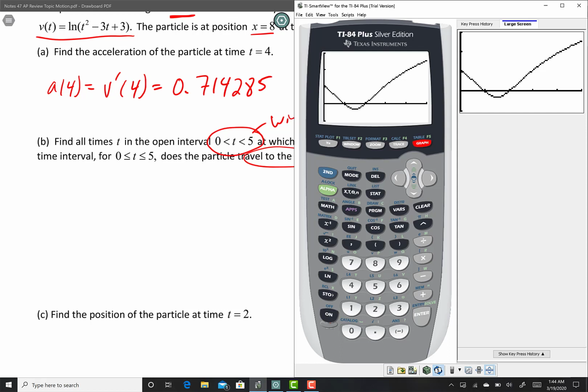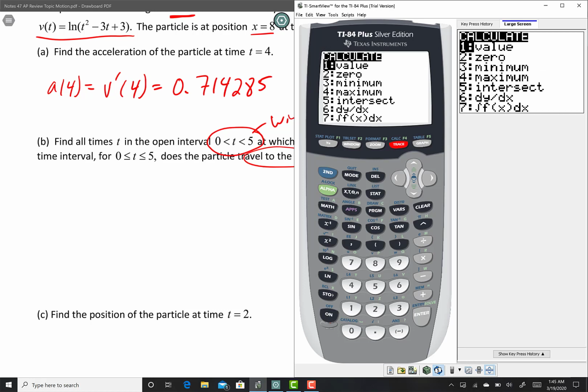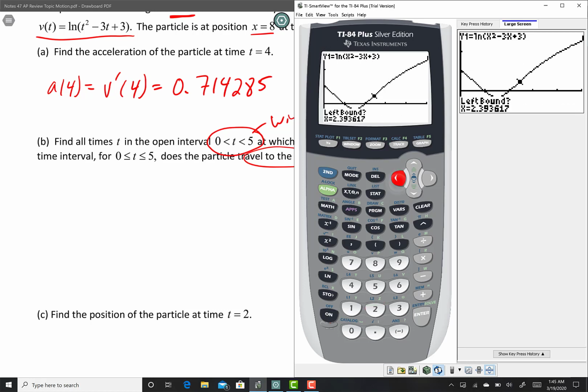All right. So it looks like it's 1, but I don't think it's a 1. Or it might be. I haven't factored this out. I just noticed. Is it factorable? 3, 1? No. Okay. So let's find these values here, guys. So I'm going to go second, calculate number 2, 0, and left bound, right bound. So let's do the leftmost one first. Enter, right bound, enter, go. And yeah, it's a perfect 1.